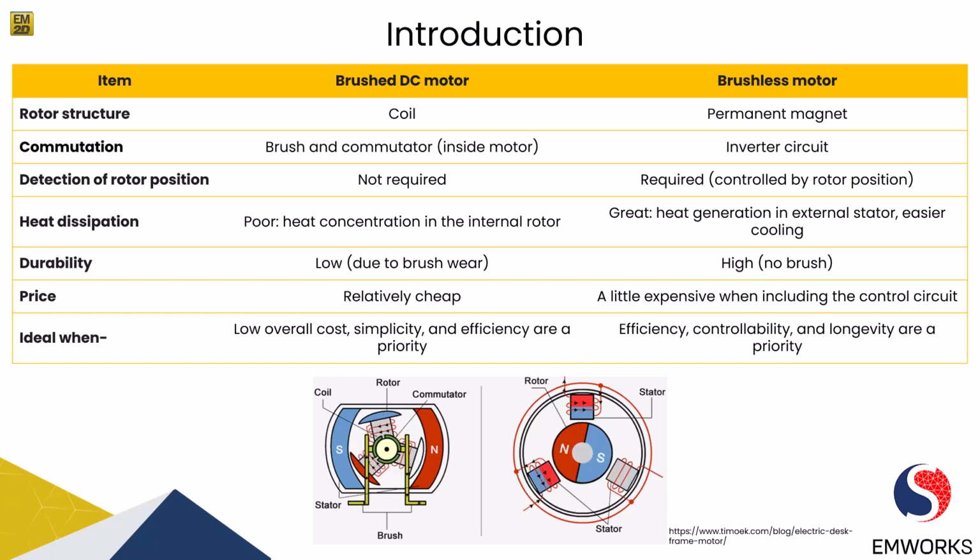So overall, if we compare, brushed DC motors are ideal when the cost is low, we need a simple motor, and efficiency is the priority. But a brushless motor can also be used when you need higher efficiency, and when you need to control your motor more accurately and more longevity is required, then we take the brushless motor as a priority over the brushed DC motor.